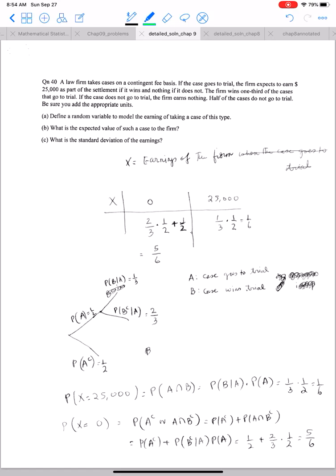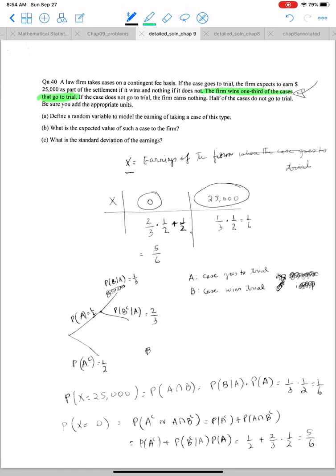The firm wins 1/3 of the cases that go to the trial. That means if it goes to the trial, then it wins 1/3 of the cases. So that is a conditional probability. If you can figure this out, this problem is done. So my random variable here is the earnings, and it takes the values nothing, which is 0, or 2,500.